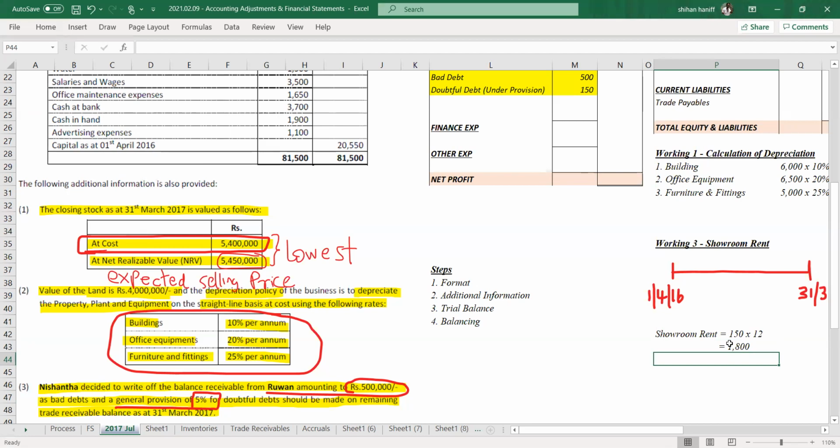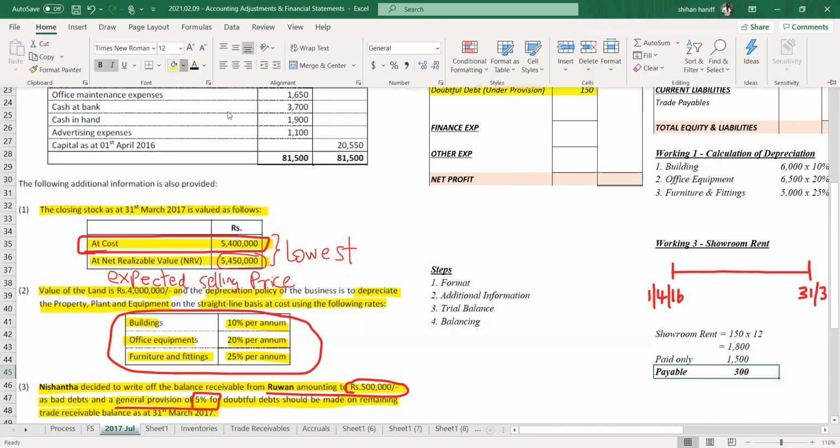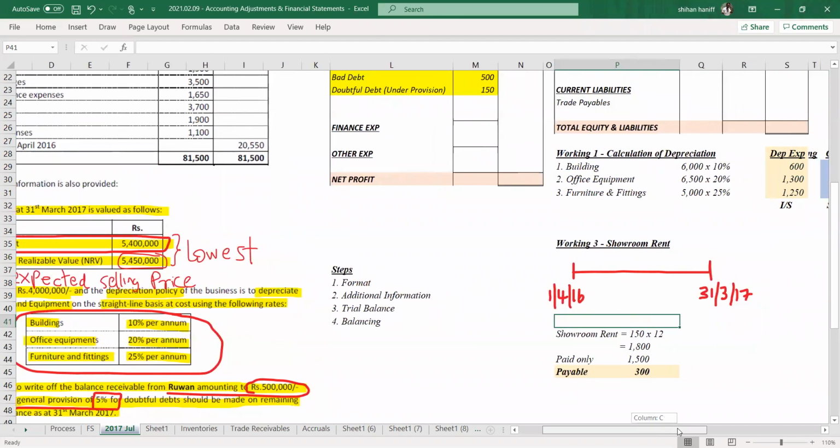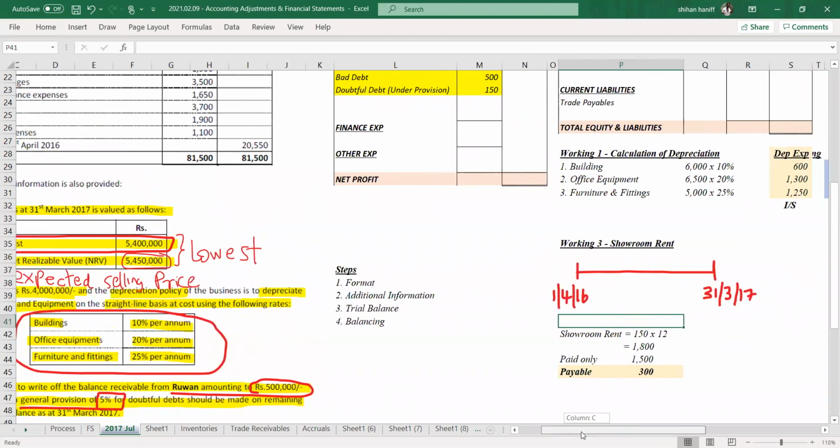But paid only 1,500. Therefore, payable 300. So you identify the payable amount. 1,500 paid, 300 is payable. So first you need to calculate the payable amount.